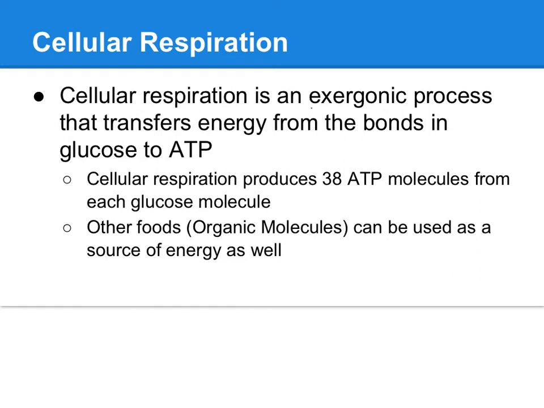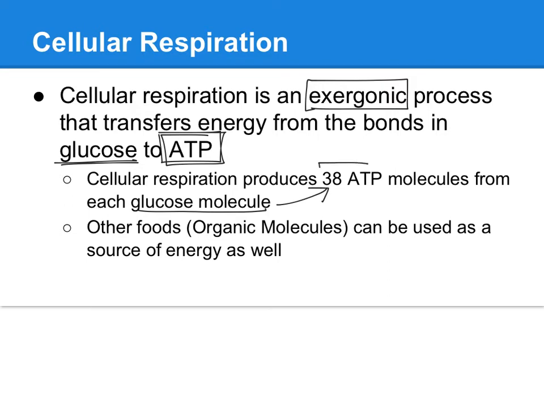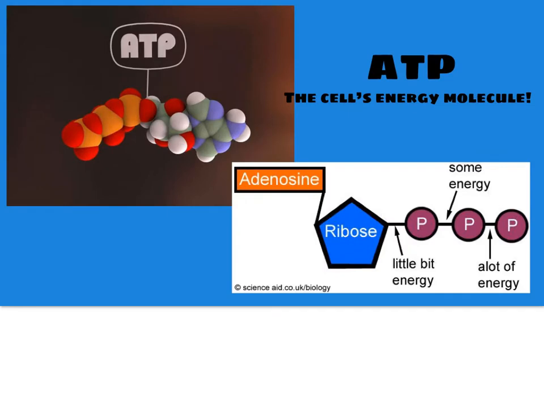Okay, so what is cell respiration? This is what's called an exergonic process. This means it releases energy. We are going to transfer energy from the glucose that we eat into our molecule of ATP, which is what our cells use for energy. When we eat or take in one glucose molecule, this is going to give us 38 molecules of ATP. So from one thing, we are getting a ton of energy for cells to use. We can also use other organic molecules for energy, but the one we're talking about mainly right now is our sugar, glucose.